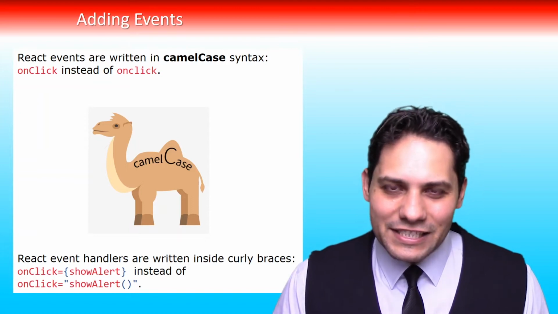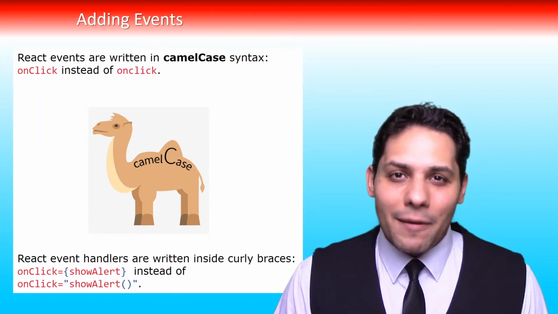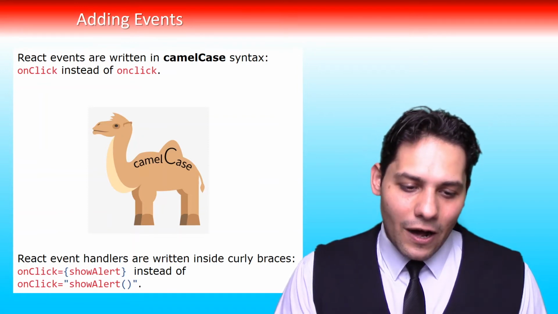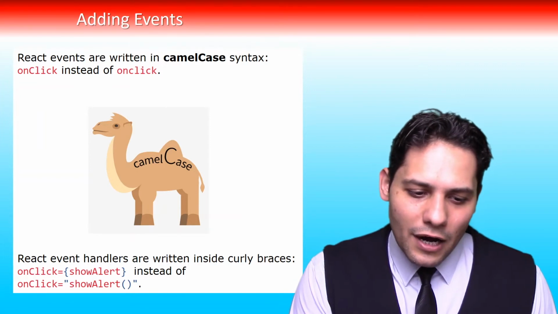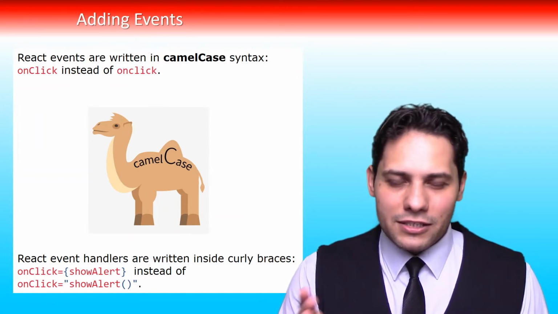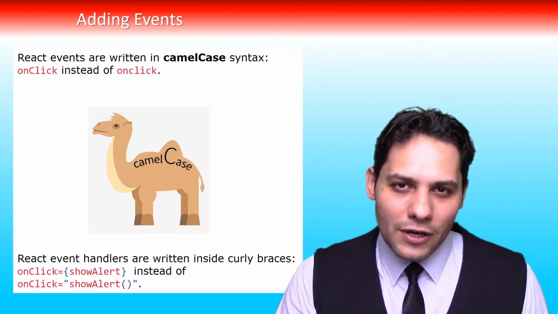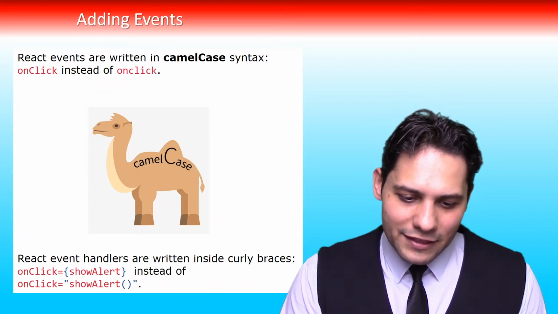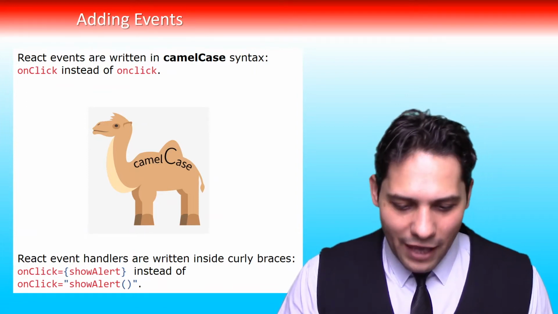It's very easy. We just should pay attention that React events are written in camel case syntax, onClick instead of onclick. If you look at onClick, you can understand that it has two parts, on plus click, and the second part, click, should start with a capital letter. And if you look at this beautiful camel, you can understand what the meaning of camel case is.